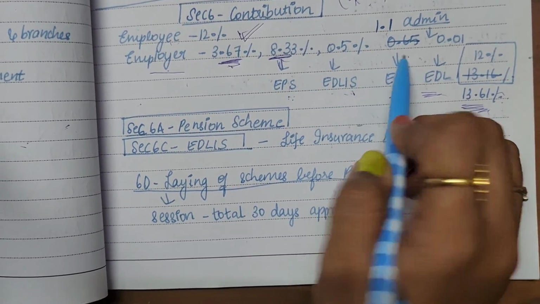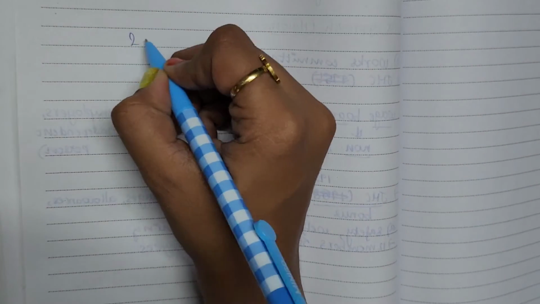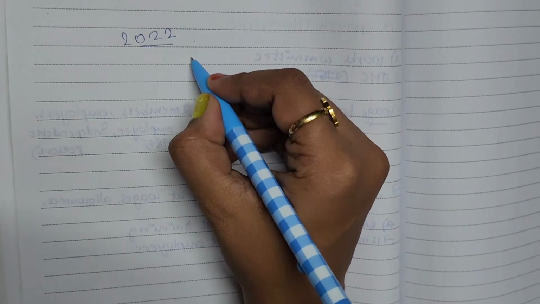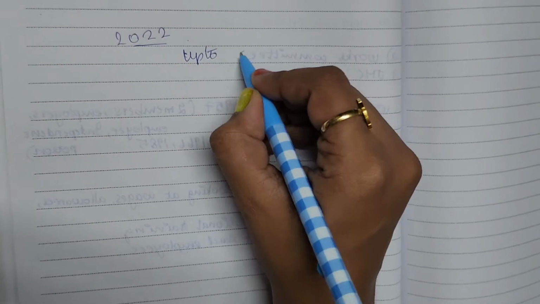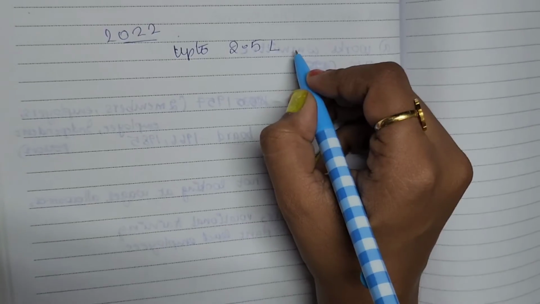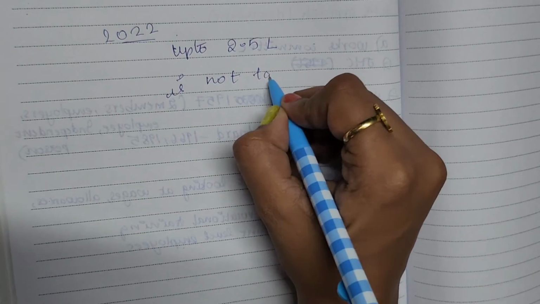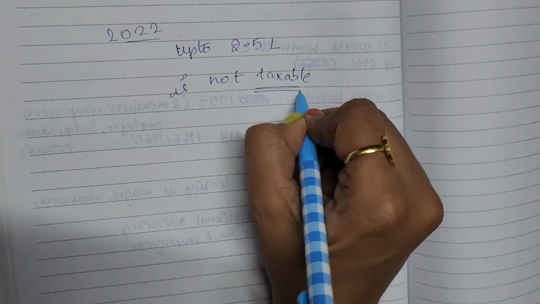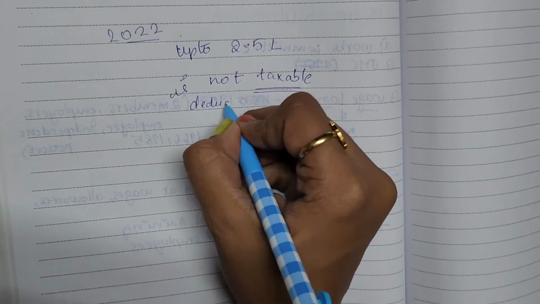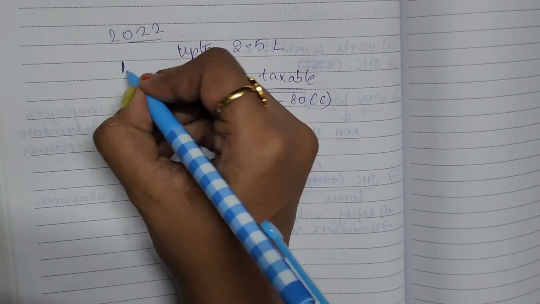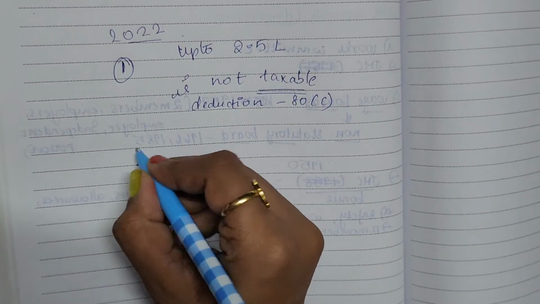Some important points which I would like to discuss further: in the year 2022, when the budget came up, up to 2.5 lakh of EPF amount is not taxable. They can claim deduction under section 80C. This is one of the important points to be remembered.